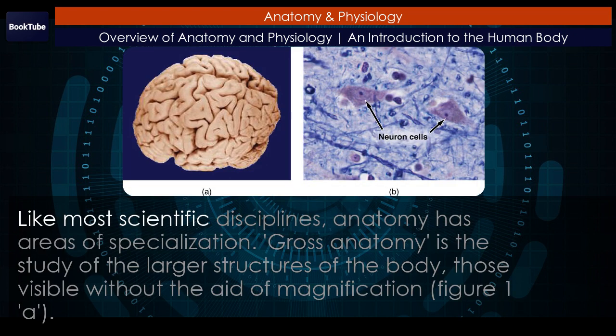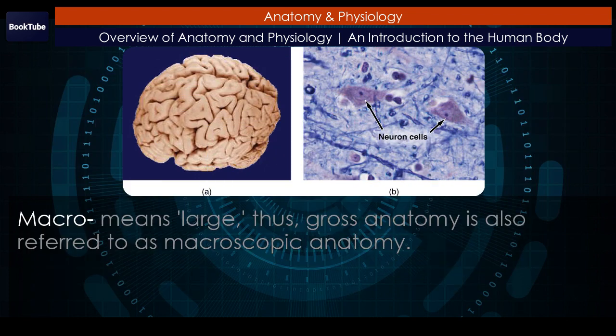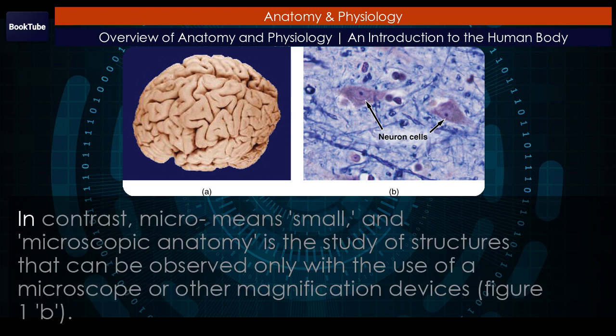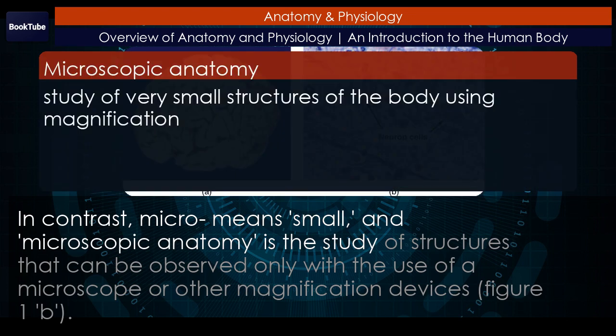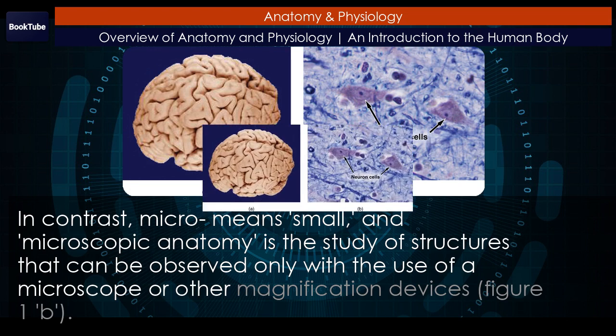Like most scientific disciplines, anatomy has areas of specialization. Gross anatomy is the study of the larger structures of the body, those visible without the aid of magnification. Macro means large, thus, gross anatomy is also referred to as macroscopic anatomy. In contrast, micro means small, and microscopic anatomy is the study of structures that can be observed only with the use of a microscope or other magnification devices.